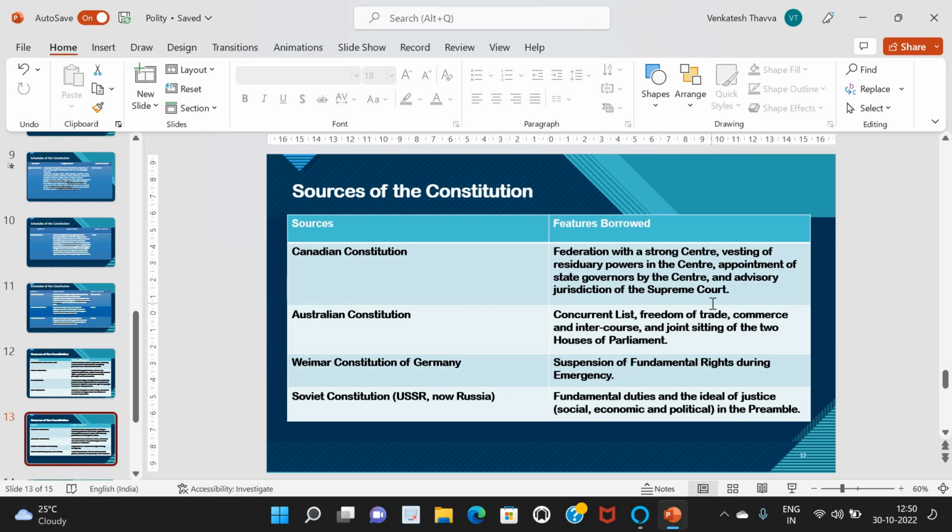Next, coming to Australian Constitution. From that, we borrowed concurrent list, freedom of trade, commerce and intercourse, and joint sitting of the two houses of Parliament. Next, coming to Weimar Constitution of Germany. From this, we borrowed suspension of fundamental rights during emergency. Next source is Soviet Constitution, USSR, now Russia. What are the features borrowed from it? Fundamental duties and the ideal of justice, social, economic and political in the Preamble.